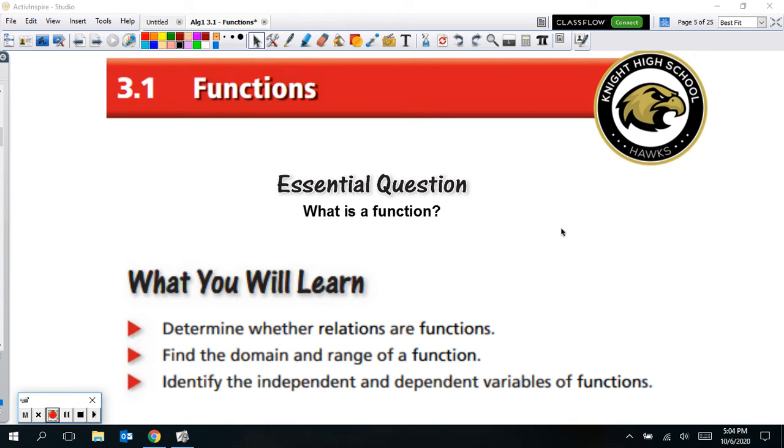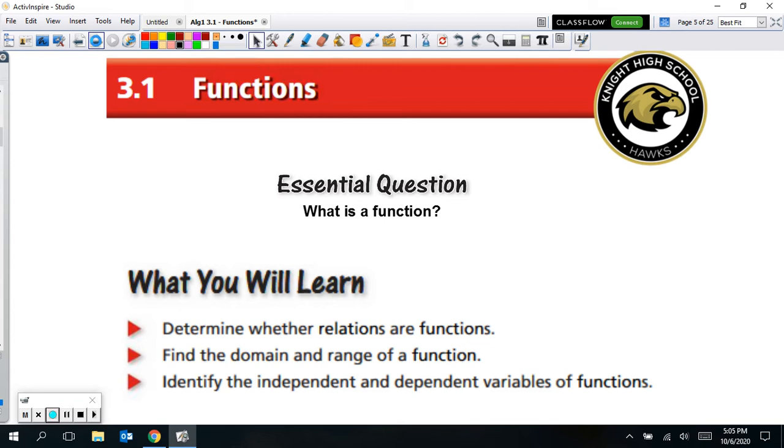So we're going to identify what a function is, and that's a big part of algebra, understanding what functions are. Because as we go into the rest of Algebra 1 and even Algebra 2, we look at all different types of functions. But we need to understand just what a function actually is from the get-go. So we're going to be looking at determining whether relations are functions, finding domain and range of a function, and also identifying the independent and dependent variables of a function. Those are a few things that we're going to be doing in this lesson.